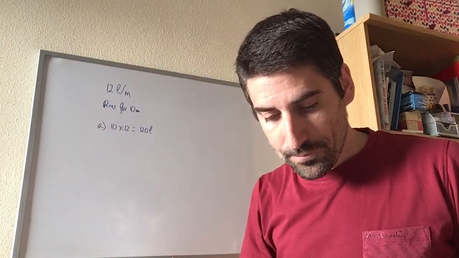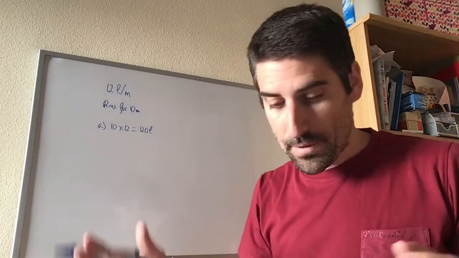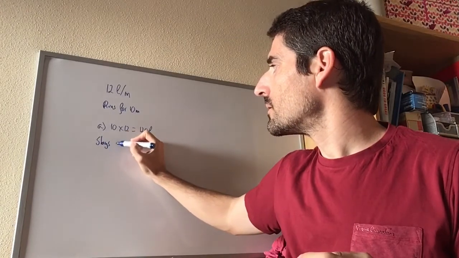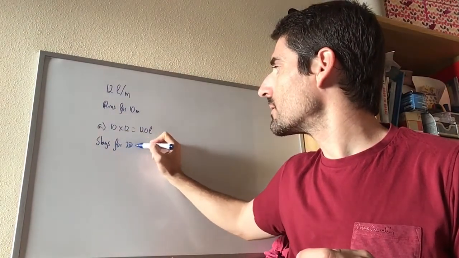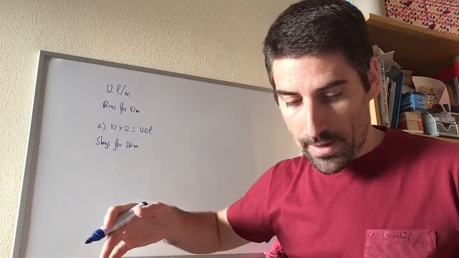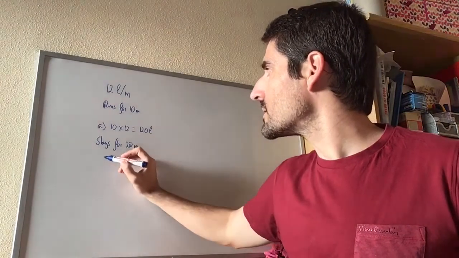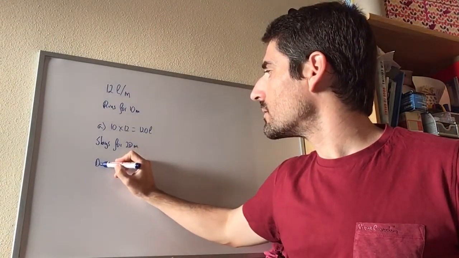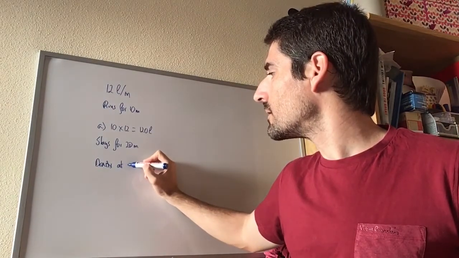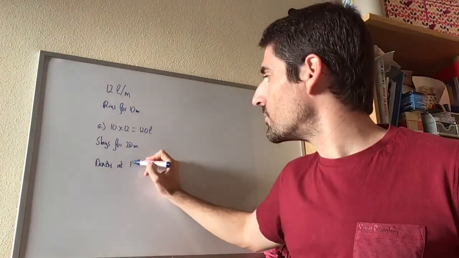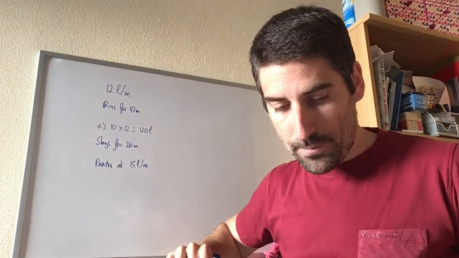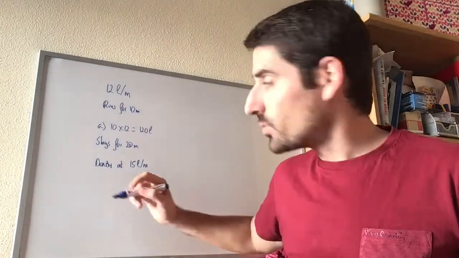There you go. And then Jenny stays in the bath for 20 minutes. She then empties it and it drains at a rate of 15 liters per minute. So part B, work out how long it takes to empty the bath.